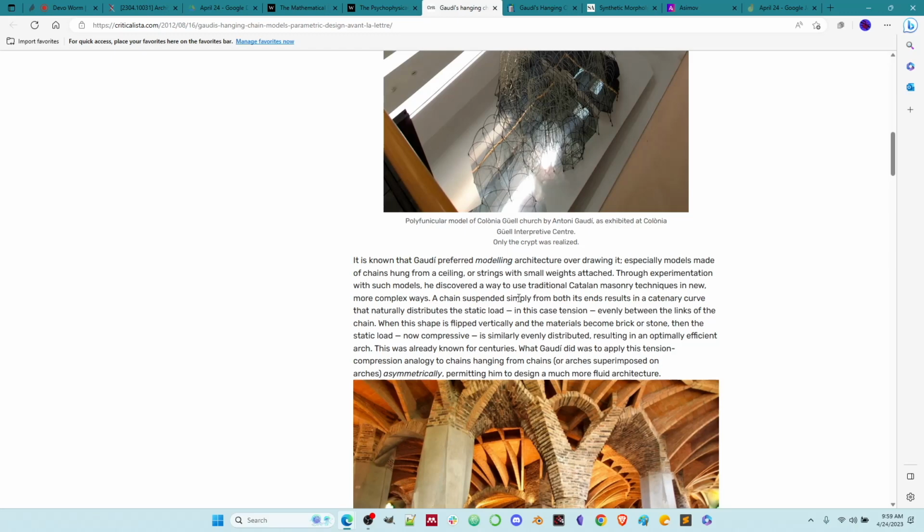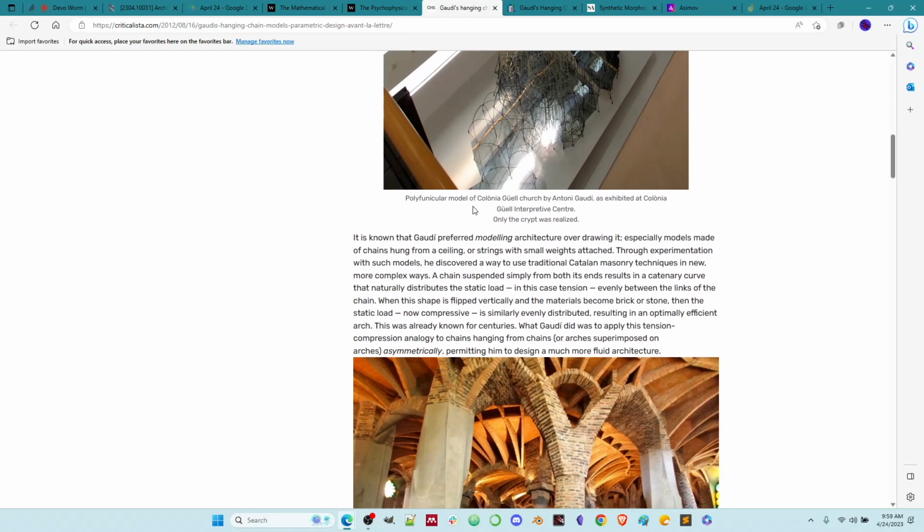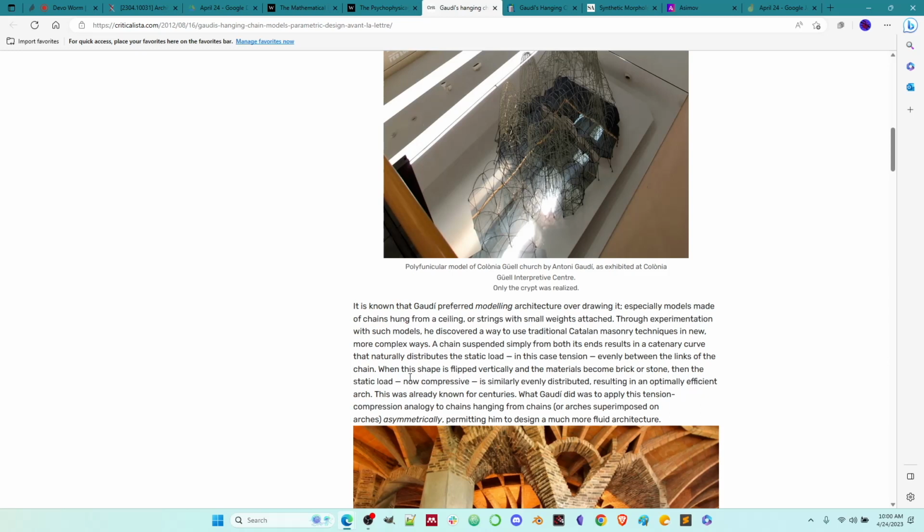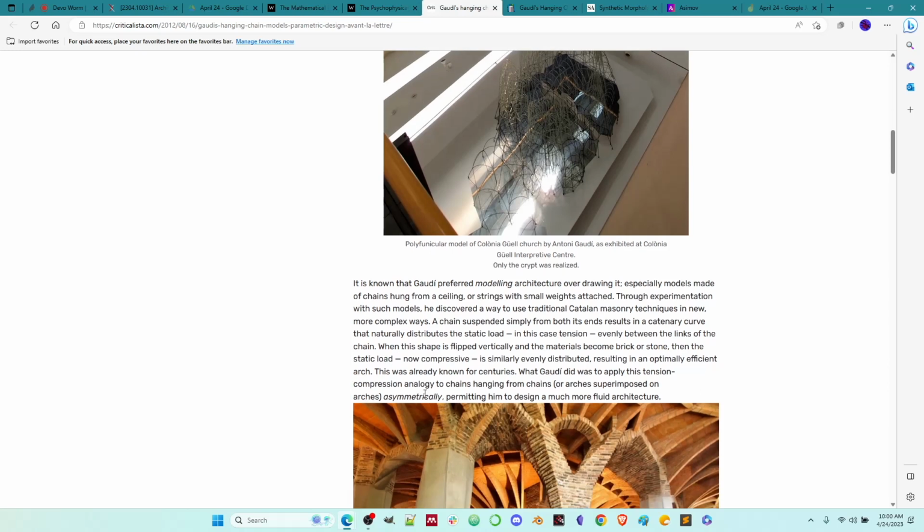A chain suspended simply from both its ends results in a catenary curve that naturally distributes the static load, in this case tension, evenly between the links of the chain. So this is what he's doing here. He's basically using a tensegrity principle of using this chain to distribute the static load, which is tension, along a set of links. When the shape is flipped vertically and the materials become brick or stone, then the static load, now compressive, is similarly evenly distributed.